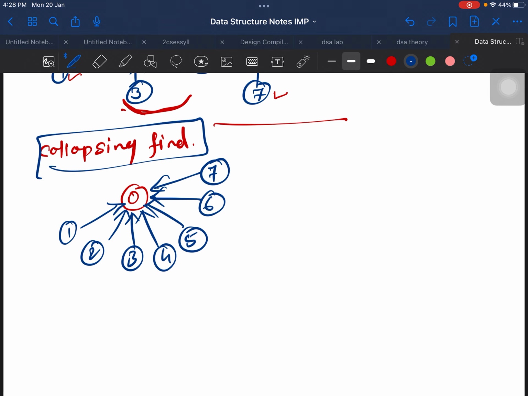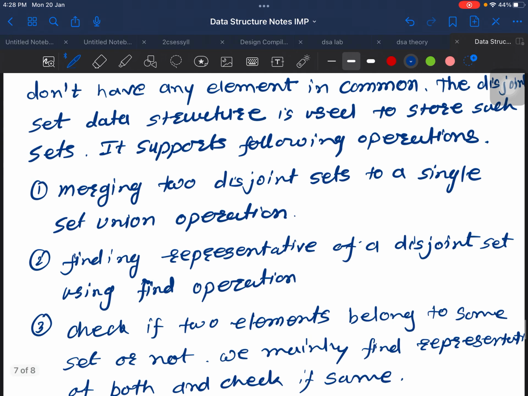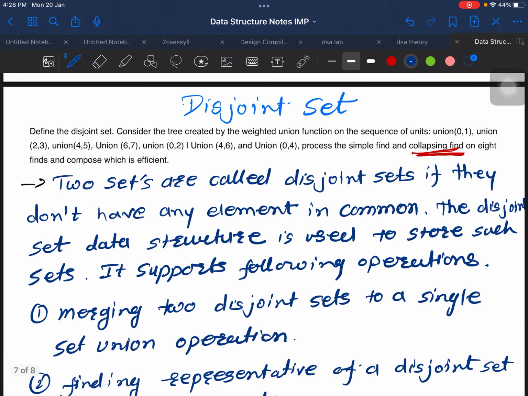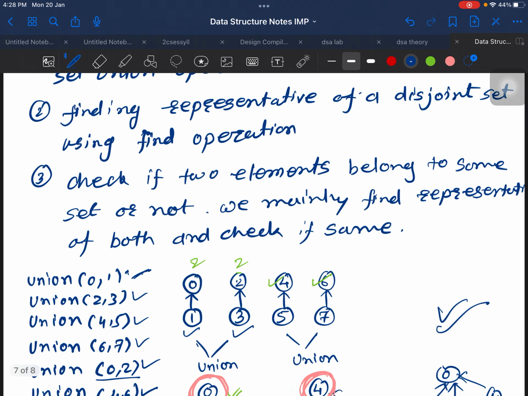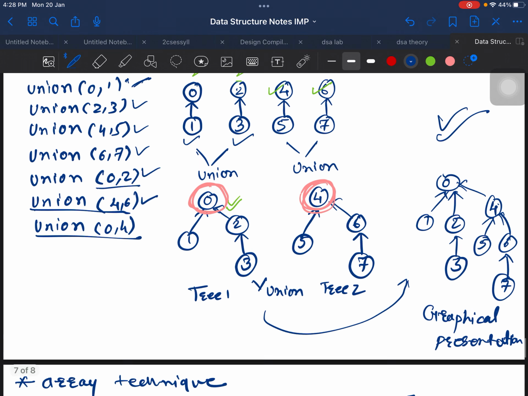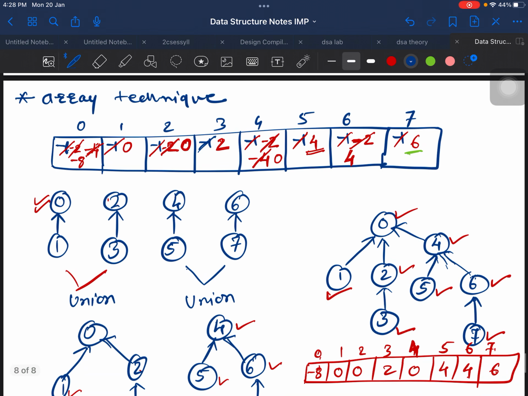So this collapsing find is very easy. If you come to 0, then you can directly reach all the nodes, whatever nodes you want to find. So this is collapsing find. I hope you understood this concept of disjoint set, guys. If you have any difficulty or any doubt, rewatch this video and focus on this graphical representation. If you are comfortable with the graphical presentation, then drawing this array is very easy, guys. You just need to follow my technique. Just see this video once again.